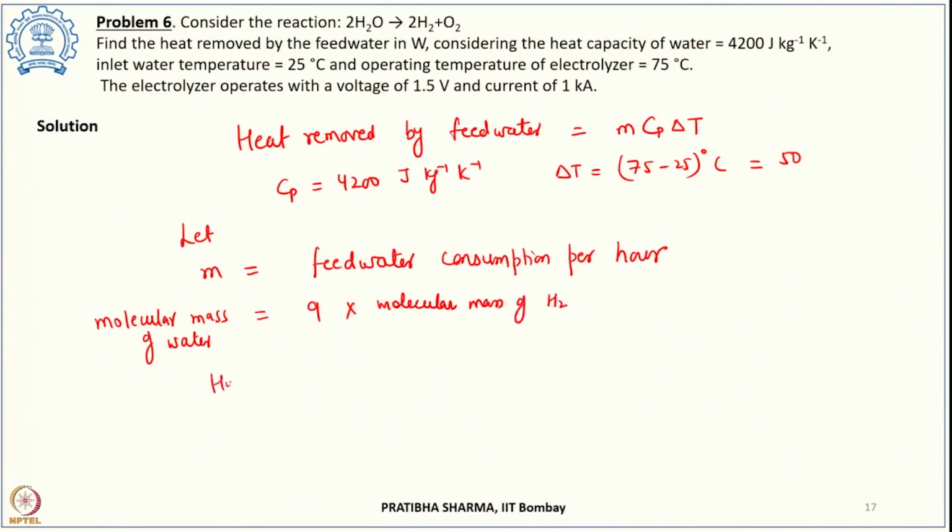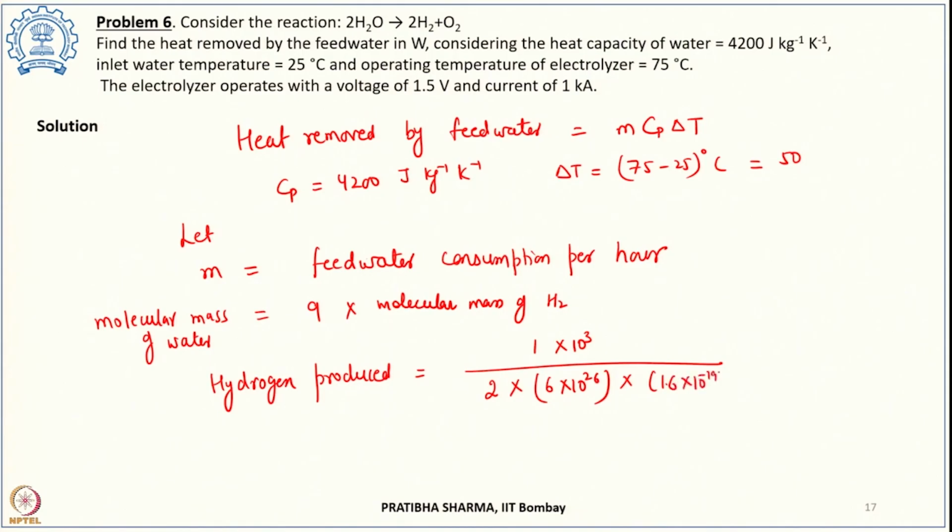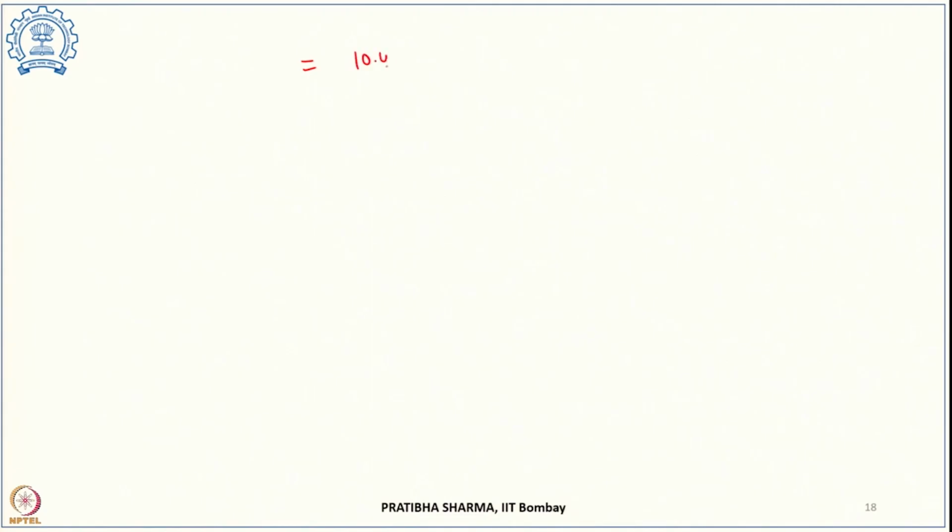So the hydrogen which is produced in the process of electrolysis is, when we pass a current of 1 kiloamps, so 1 into 10 raised to power 3, 2 electrons participated in the electrolysis, Avogadro's number 6 into 10 raised to power 26, charge 1.6 into 10 raised to power minus 19, and that gives 5.2 into 10 raised to power minus 6 kilomoles of hydrogen produced per second, or it is 10.4 into 10 raised to power minus 6 kg of hydrogen being produced per second.